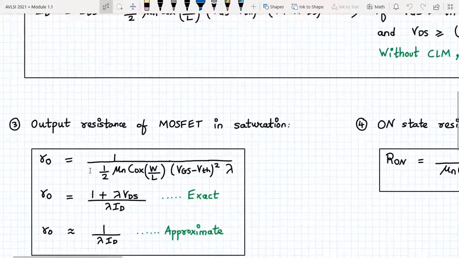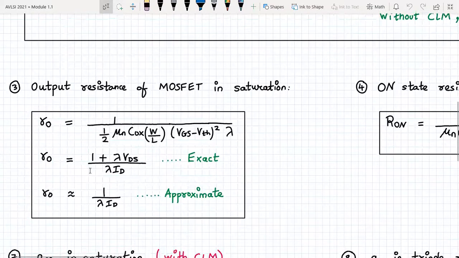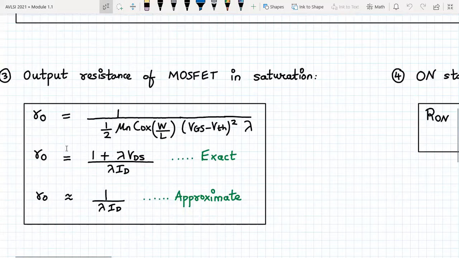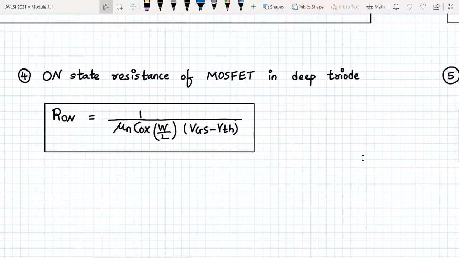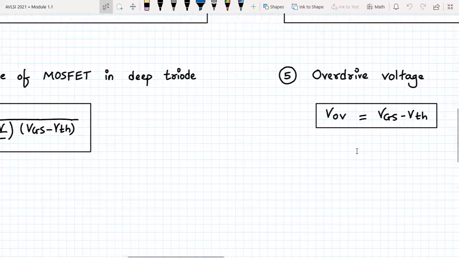So we have derived the output resistance of a MOSFET in saturation. The exact formula is given by 1 plus lambda VDS upon lambda ID, and the approximate formula is RO approximately equal to 1 upon lambda ID. Next, the on-state resistance of the MOSFET in the deep triode region is given by the formula Ron is equal to 1 upon mu n Cox W by L VGS minus VTH. So that is what we have derived earlier.